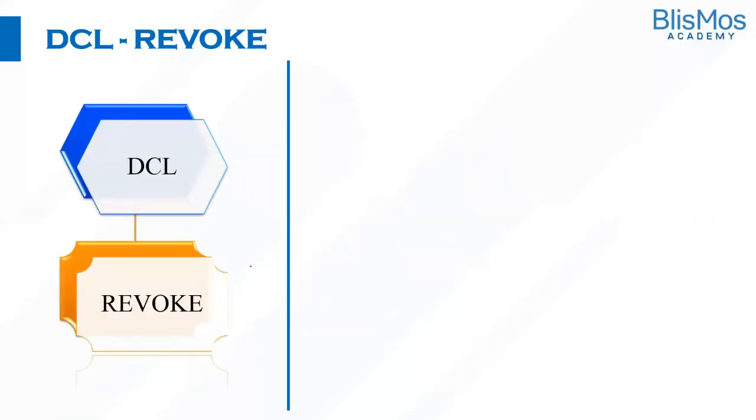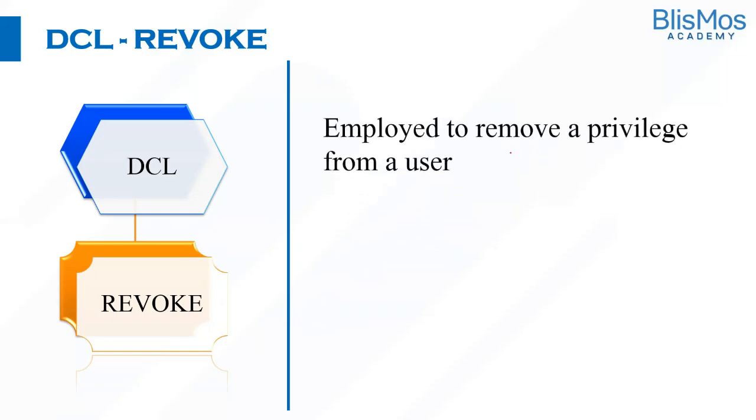Sometimes you would have granted privileges to a particular user, and he or she may change the team or even the organization itself. In that case, we may have to revoke. Revoke means whatever permissions you already granted to a particular user, you are removing those privileges from that user. So it is employed to remove a privilege from a user. A privilege can again be to select, to create, or any task on a table or on a database.